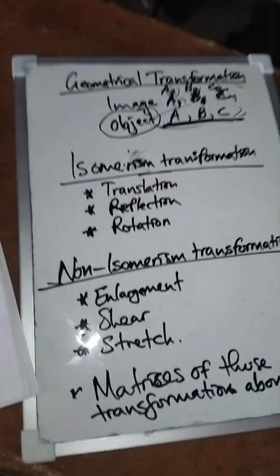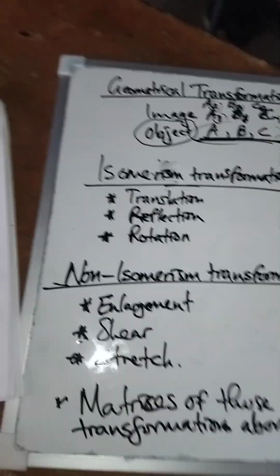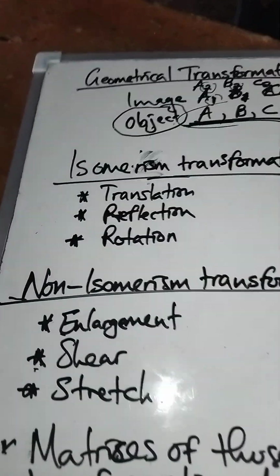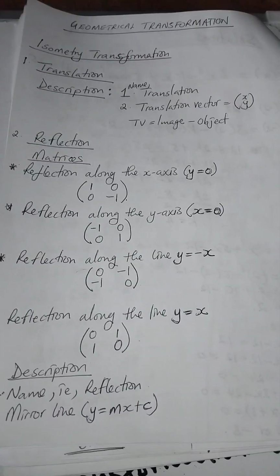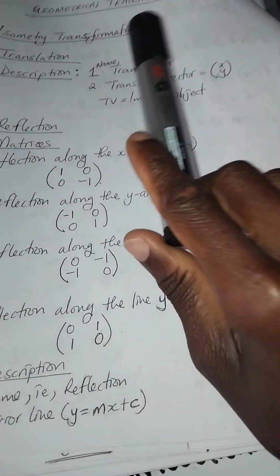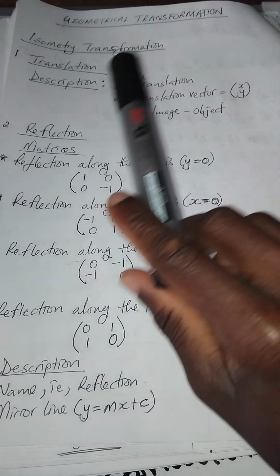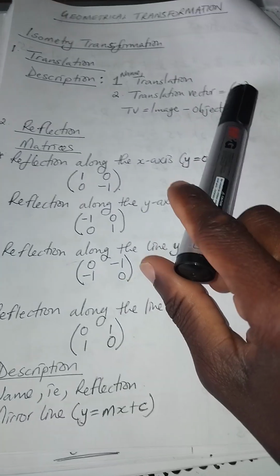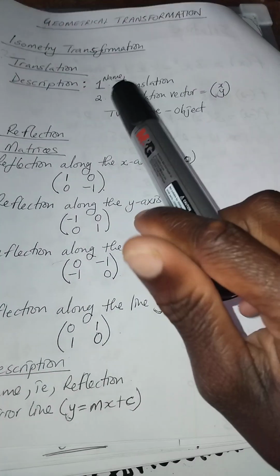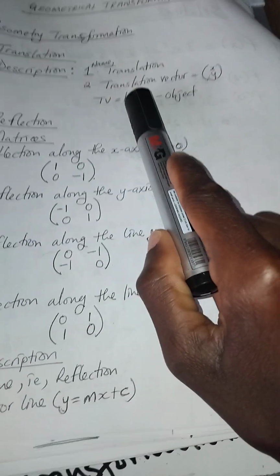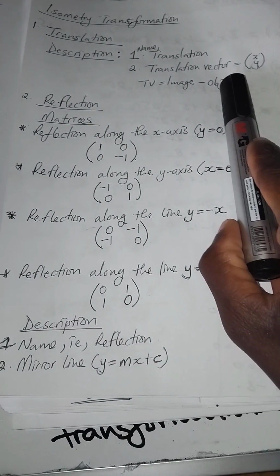Right, translation number one. For the description, you state that it is a translation, and then also the translation vector. So how to find the translation vector? The translation vector, TV, is image minus object.